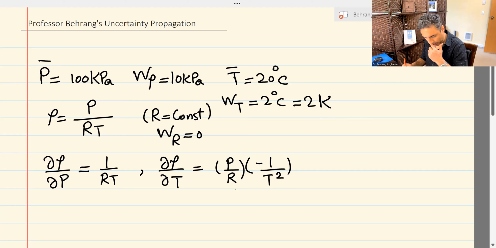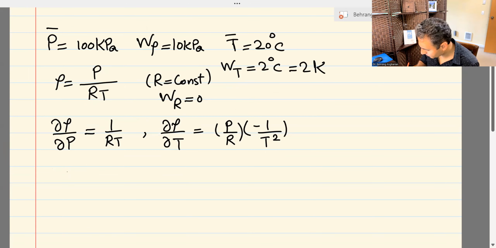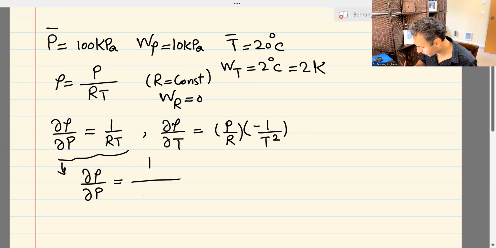So, okay, we got the partial derivatives. What's the next step? The next step is to calculate these values so we can use that RSS method. Your question is, okay, what am I supposed to use for temperature or pressure when I want to calculate these values? Let's say I want to calculate this one. What am I supposed to use? What you use here are the average values. That's the trick here. So the partial derivative of density with respect to pressure would be 1 over, what was R? R is 287 joules per kilogram Kelvin, right?